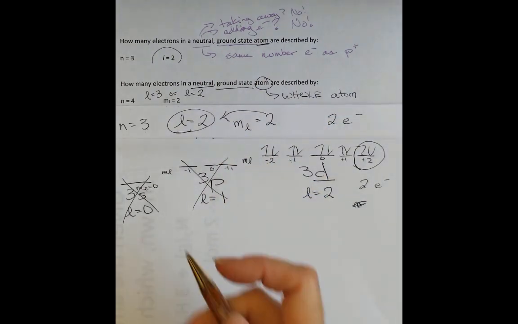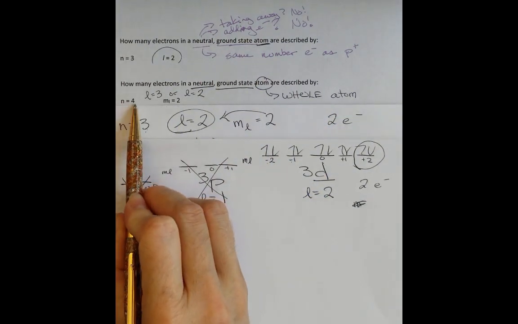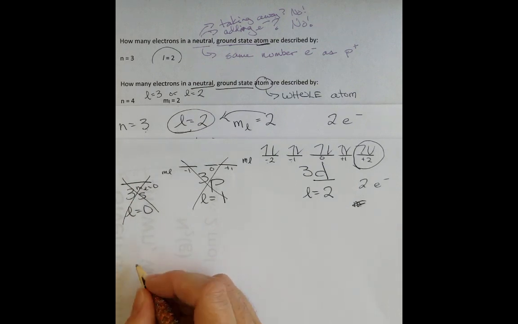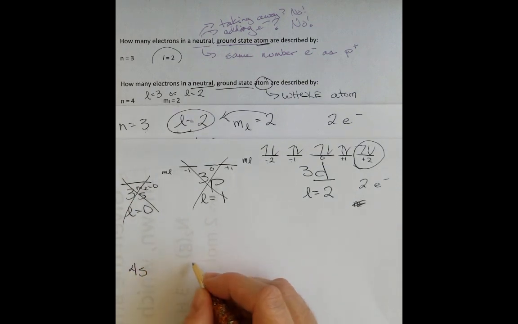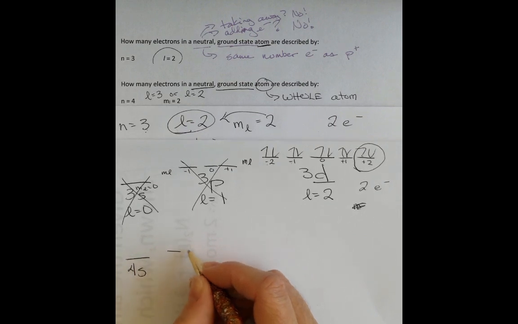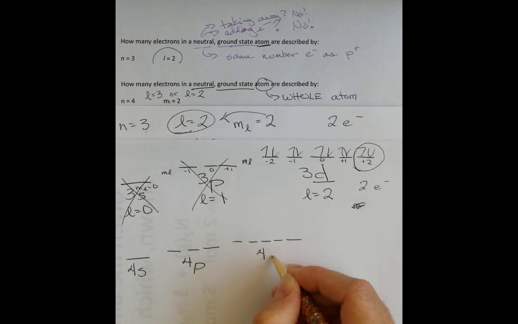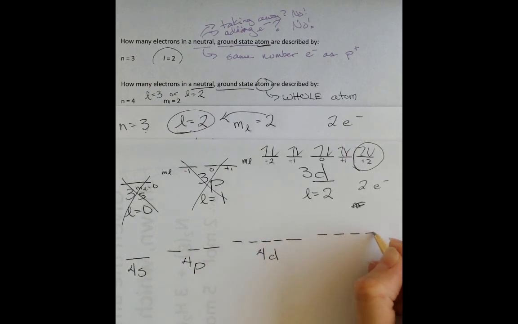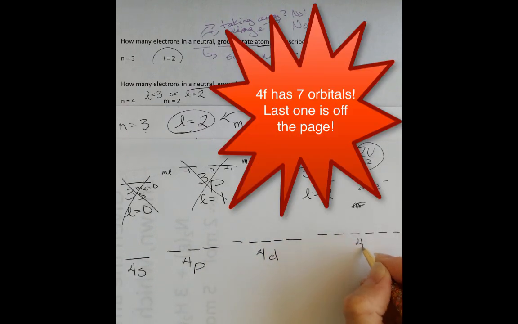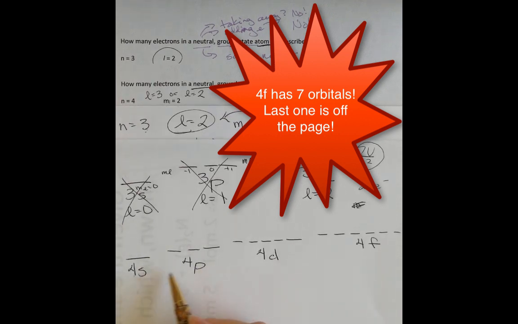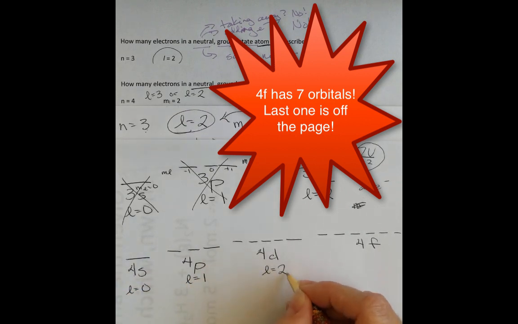But this is a whole atom, and my whole atom still involves n equals 4. So I have to look at my 4 as well. So I've got 4, I'm going to have 4s, 4p, 4d, and 4f. So again, here's my n equals 4 with all my 4s. Then that's L equals 0, L equals 1, L equals 2, L equals 3.